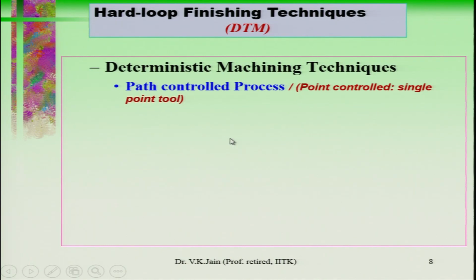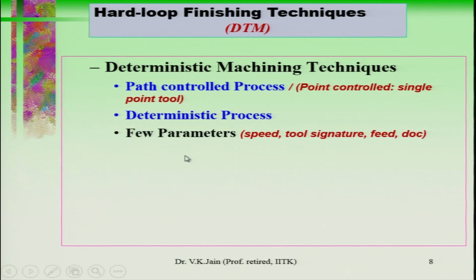Here you are able to control the path of the cutting tool with respect to the workpiece by having relative motions between the two, and it is a path control process. It is deterministic in nature, because you know the relative motion between the tool and the workpiece. You can control the relative motion, you can control the forces through different depth of cut and also the feed rate, hence it is known as a deterministic process.